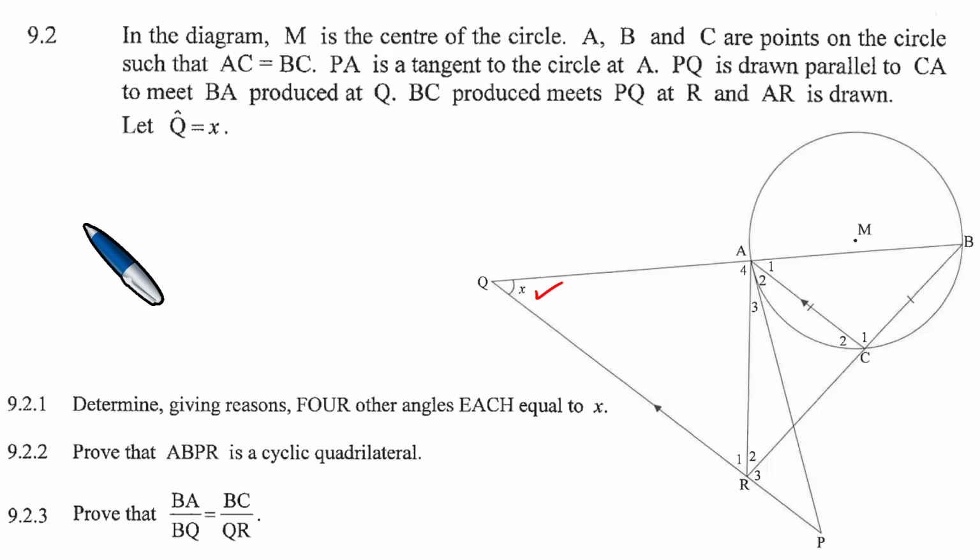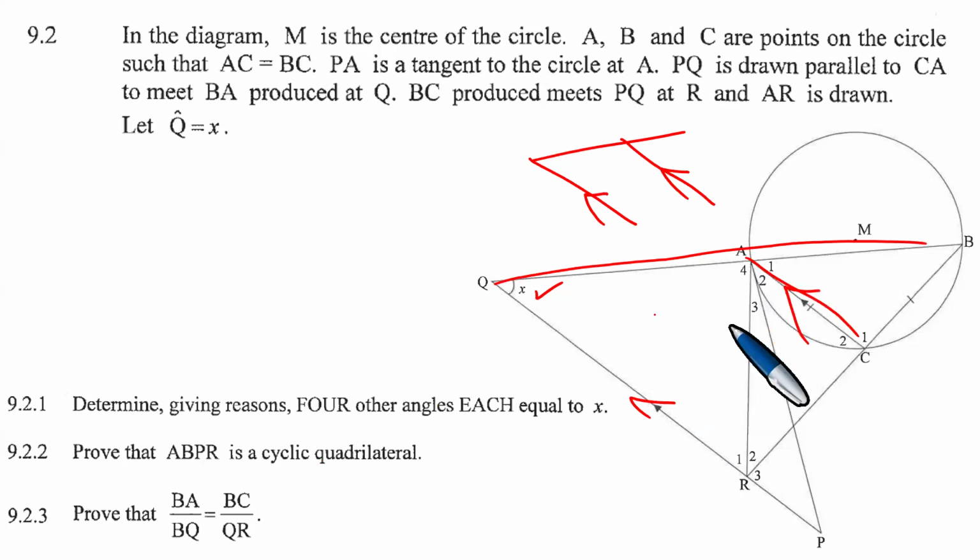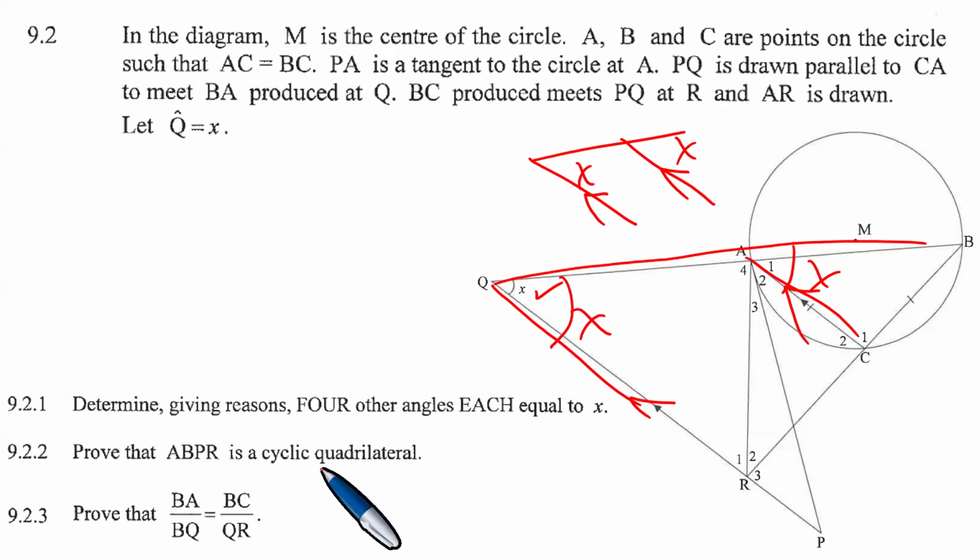The question is, we need four. Determine, giving reasons, four other angles equal to X. Angle Q is X, but we need four other angles equal to X. We go back to grade 10. This one is parallel to this one, and therefore these angles, the angles in an F shape, are equal. So this angle is X and this one is X. These are corresponding angles.